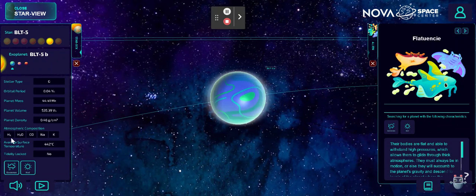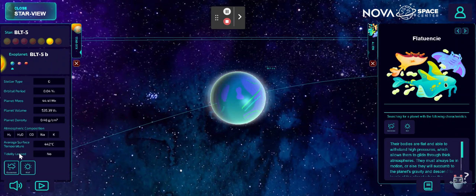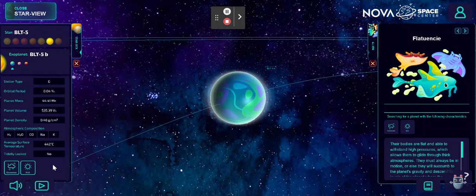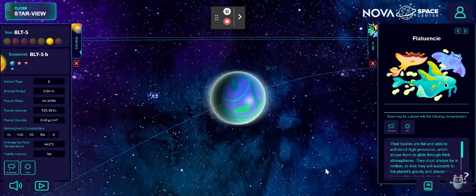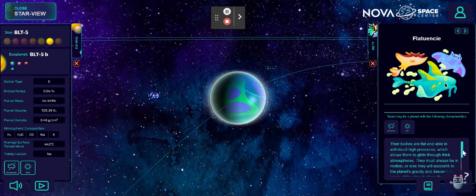So the gases that it would use would be H2, H2O, CO, Na, and K. And then you'll notice that it's not tidal locked. And I think that's all it needs.